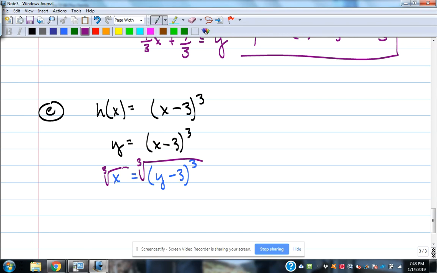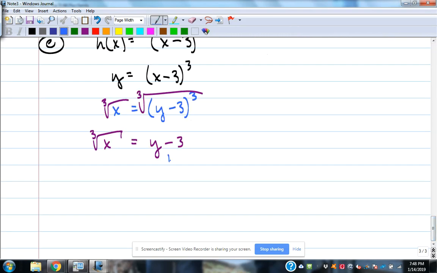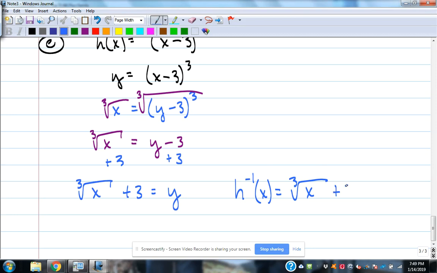Cube root is just a square root symbol with the little 3 as the index there. So the cube root of x is equal to y minus 3. How do I get y by itself? Got one more step. Add 3. So the cube root of x plus 3 on the outside is equal to y. That is the inverse function. So we're going to write it in inverse notation. H inverse of x is equal to the cube root of x plus 3.